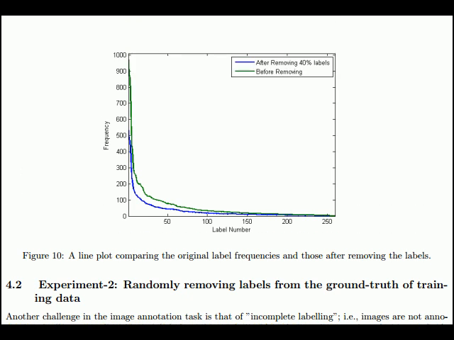This graph shows the frequencies of labels before and after removing the labels. Before removing the labels, the most frequent label has a frequency of 1004, while after removing, the frequency goes significantly down.